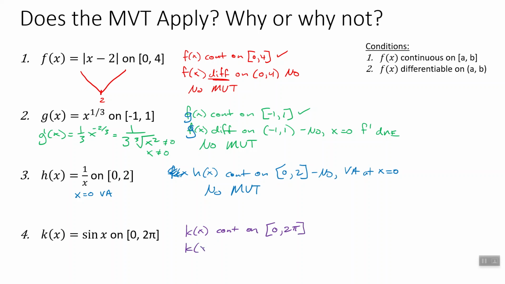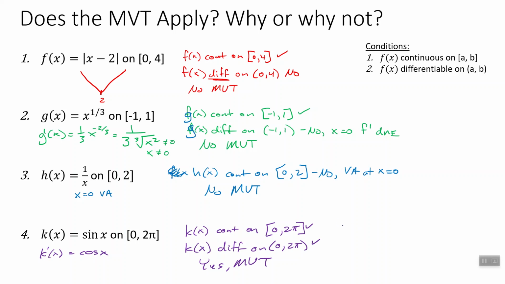And sine has a nice derivative. Its derivative is just cosine, right? K prime of x is cosine of x, which is perfectly fine everywhere as well. So it's differentiable on the open interval. So yes to the MVT. So the mean value theorem works here. So we could do it if we wanted to.